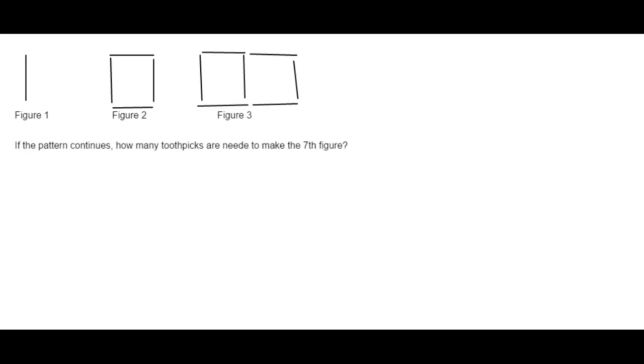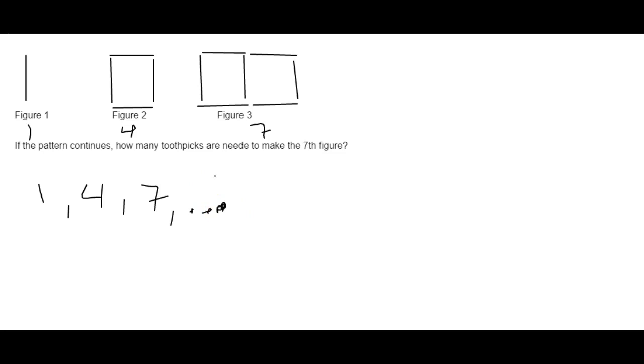Sometimes they will give you patterns where they don't actually tell you the numbers, you have to figure them out. So for the first figure, it took 1 toothpick to make the figure. For the second figure, we have 1, 2, 3, 4 toothpicks to make the figure. And for the third figure, we have 1, 2, 3, 4, 5, 6, 7 toothpicks. So our pattern is 1, 4, 7. So if the pattern continues, how many toothpicks are needed to make the 7th figure?